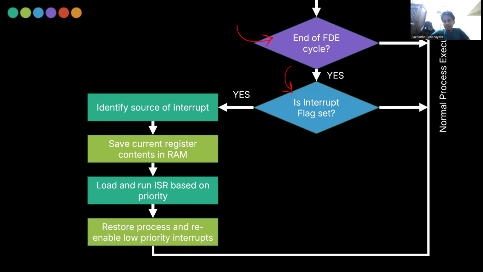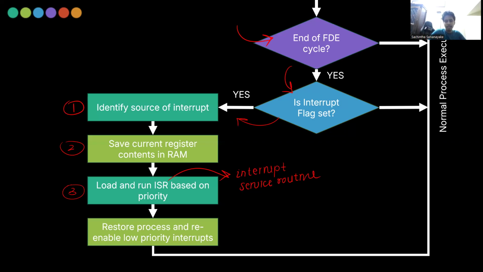So at the end of the fetch decode execute cycle, if the interrupt flag is set, which hopefully did happen if an interrupt occurred, the CPU first identifies the source of the interrupt, where the interrupt has occurred. Then it saves the current register contents. Whatever it was currently executing, it saves its contents into the RAM. And then after that, it loads and runs the ISR, which is the abbreviation for interrupt service routine, based on the priority of the ISR, whether it's a high priority or a low priority interrupt.